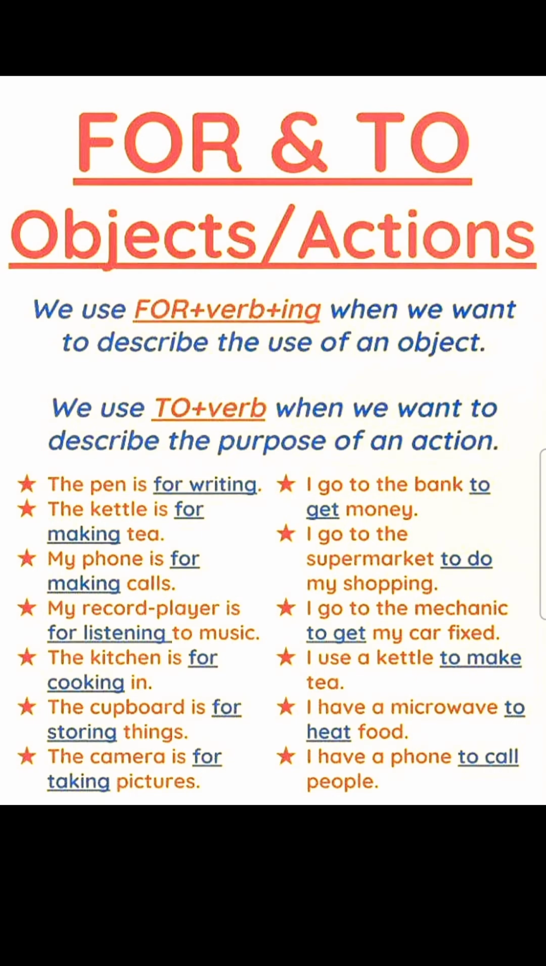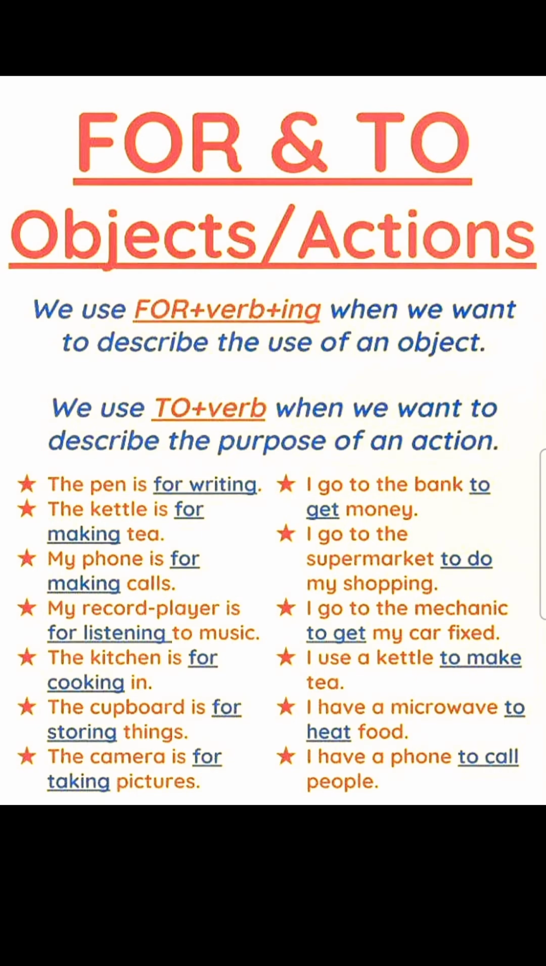Therefore, to get. I use a kettle for making tea or to make tea. Now, kettle is an object, yes, but I am using a kettle. What is the purpose of my using the kettle? To make tea. Because there is a purpose for using the kettle, therefore it will be to make tea. I have a microwave for heating food or to heat food. Now, microwave no doubt is an object, but what is the purpose of the microwave? It is to heat food.